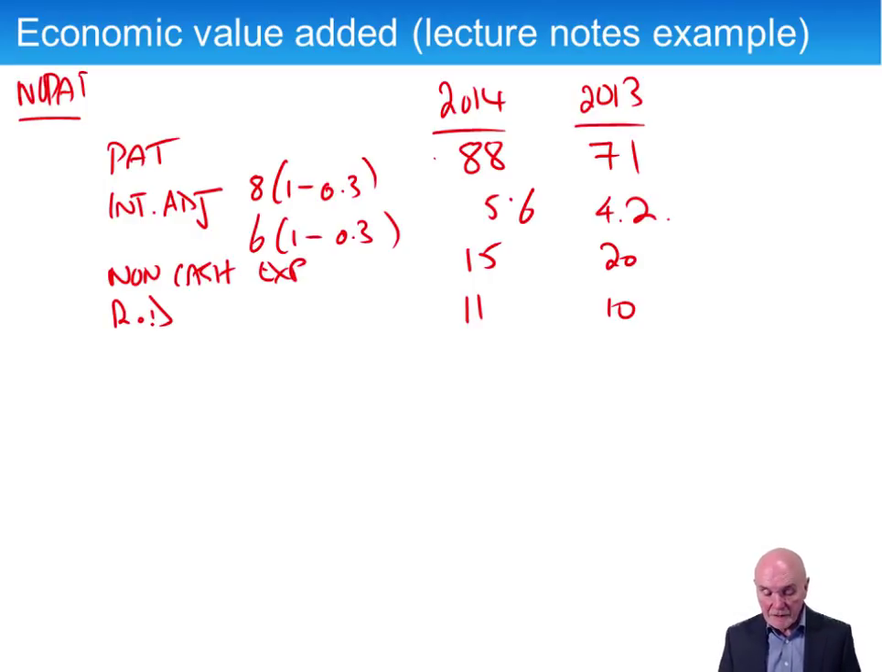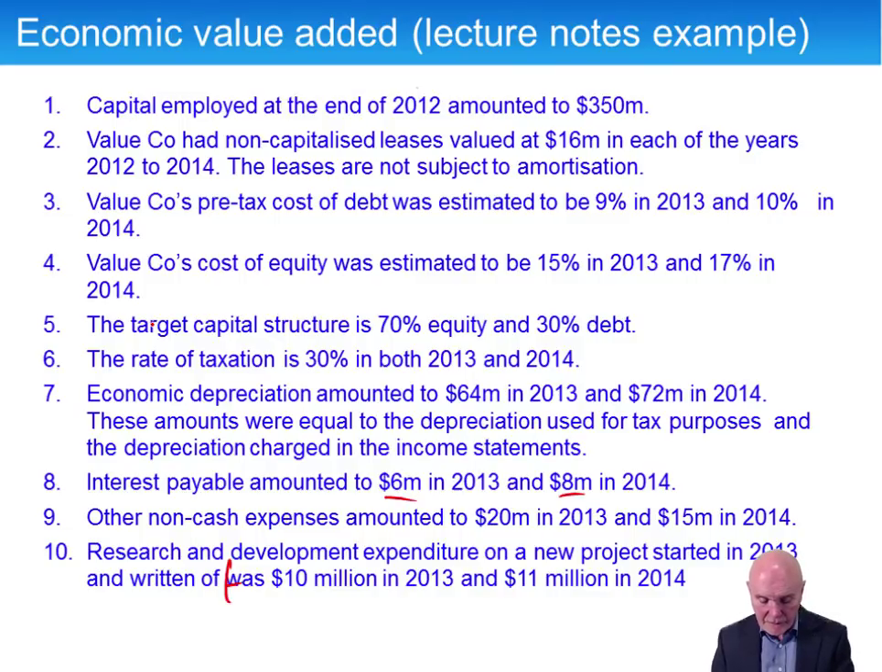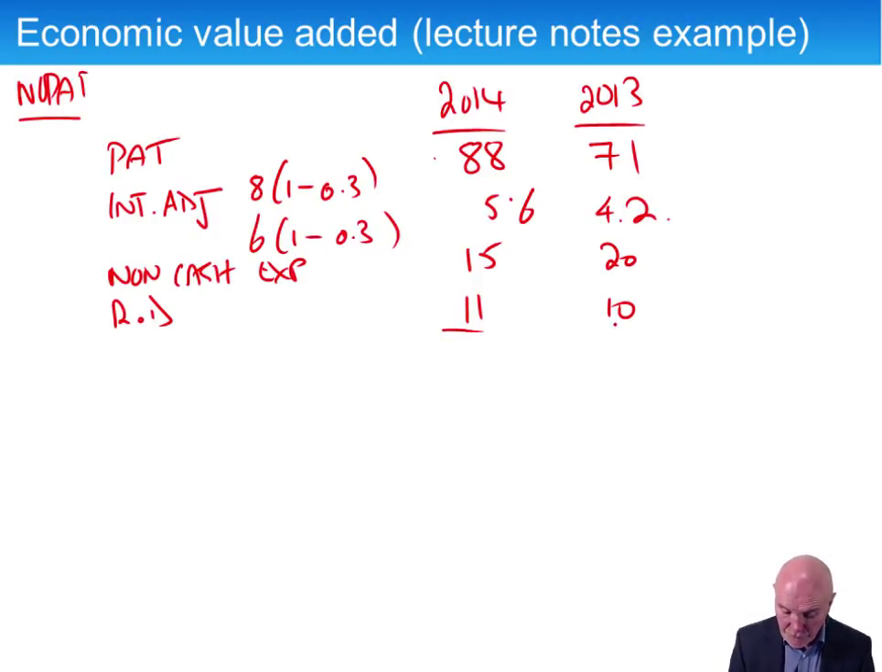Anything else to worry about in terms of adjusting our income statement? Let's just go through here. Capital, that's non-capitalized leases, is to do with the capital employed. We have WACC. We've got taxation that we know about. Economic depreciation we've covered, and we know we don't have to do anything with that because it's equal to the book depreciation. We've added back the interest after tax, we have added back the non-cash expenses, and research and development we've added back as well. So this will give us our two NOPAT figures in here.